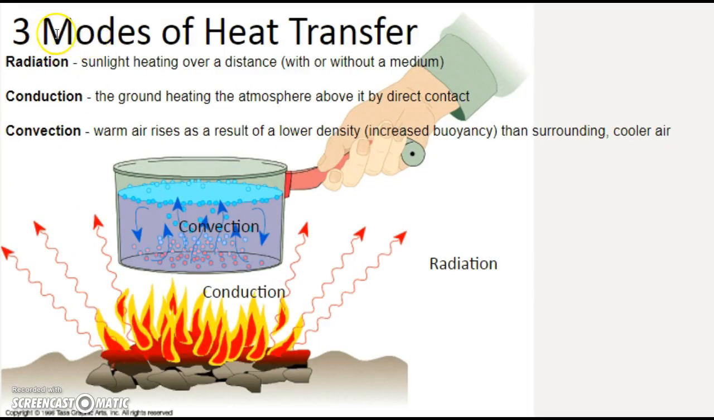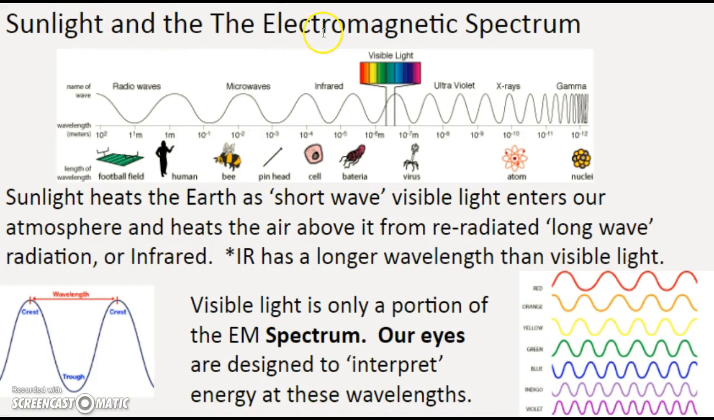A quick recap. We described the three modes of heat transfer as radiation, conduction, and convection. In this lecture, we're going to apply those. But first, we need to look at what sunlight in the electromagnetic spectrum is. Sunlight we describe and we think of as visible light. Visible light we describe as white, which contains all of the colors in the visible light spectrum. Your red, orange, yellow, green, blue, and violet.